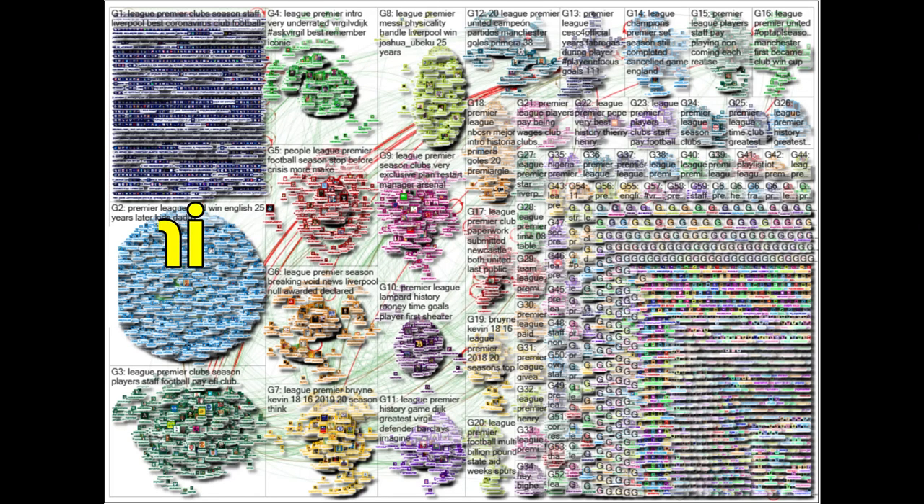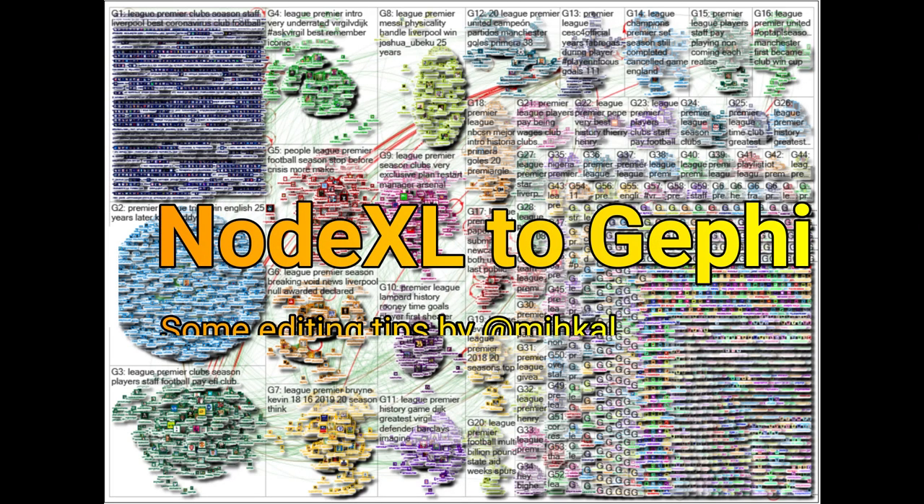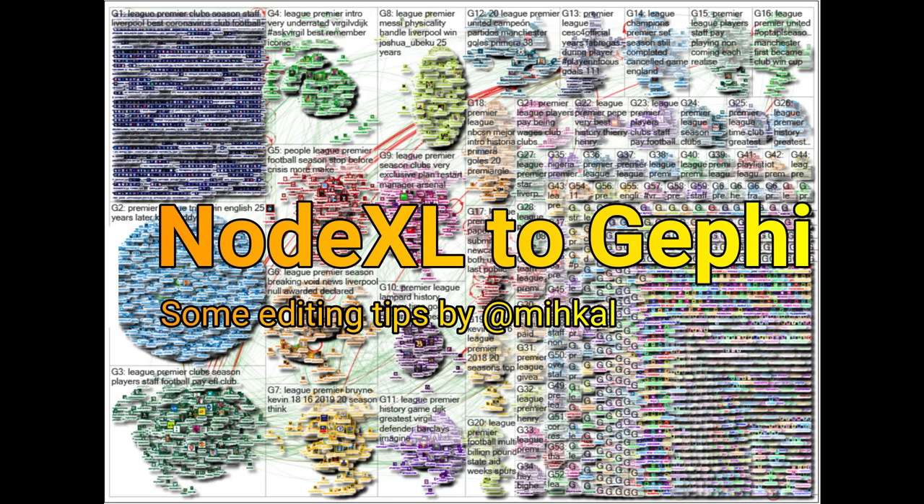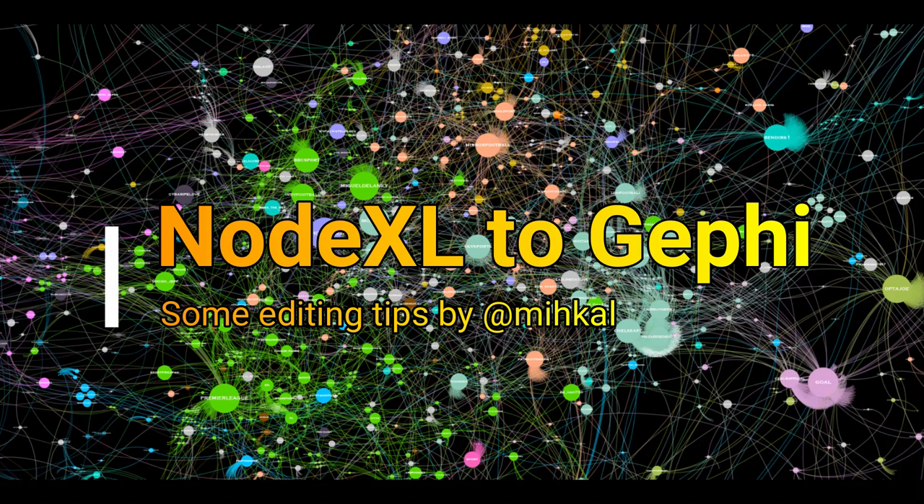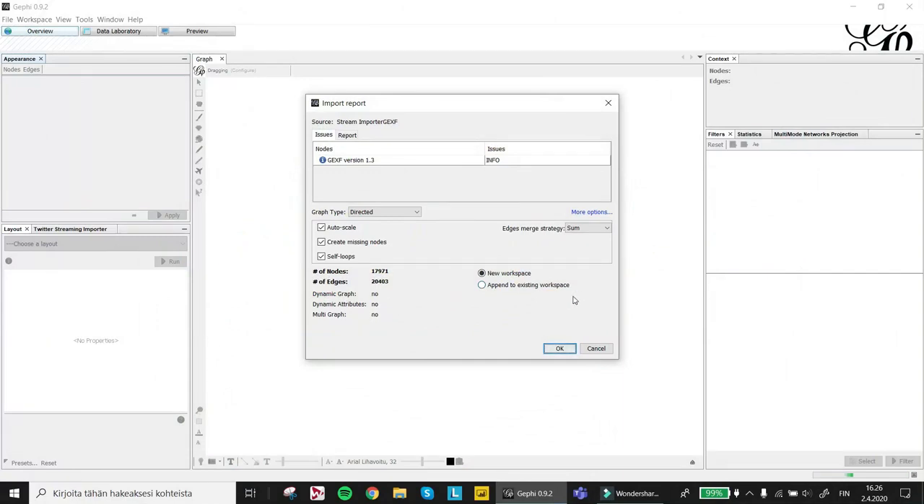This is a tree map visualization of a NodeXL workbook. Let's have a look at how you can transform that into a Gephi network visualization. Here we have the file opened. We see 17,971 nodes and a little over 20,000 edges.